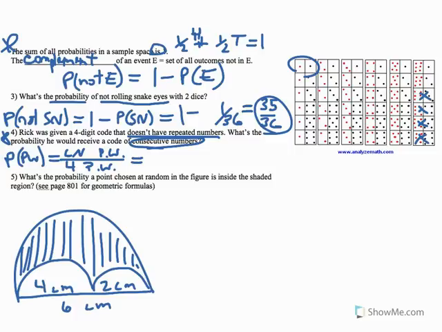Remember, because they don't repeat, the first number in the 4-number password would have 10 options, right? 0 to 9 would be 10 digits. Then the next one, because it doesn't repeat, would be 9, and then the next ones 8 and 7. Multiply them together. That's going to be your sample space denominator of 5,040.